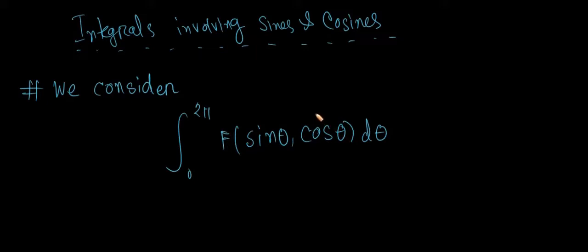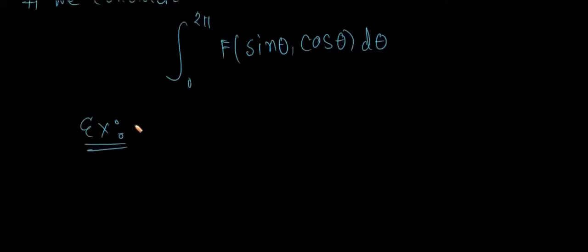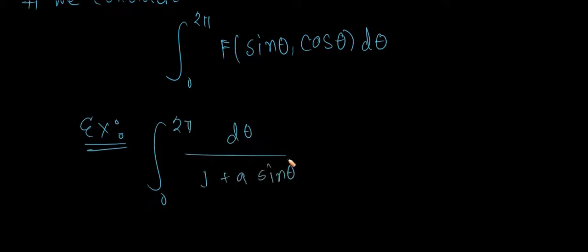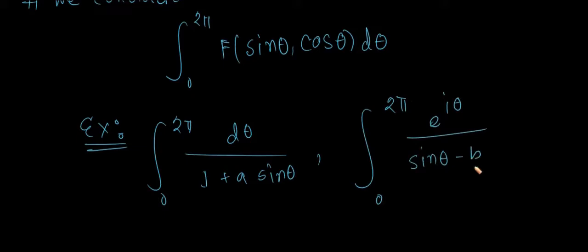So if you want an example of what kind of integrals I'm talking about, it can be something like this. Let's say you're considering an integral that looks like this: 0 to 2 pi d theta by 1 plus a sine theta, something like this. Or it can even be something like this: 0 to 2 pi e to the power i theta divided by sine theta minus b. Stuff like this.